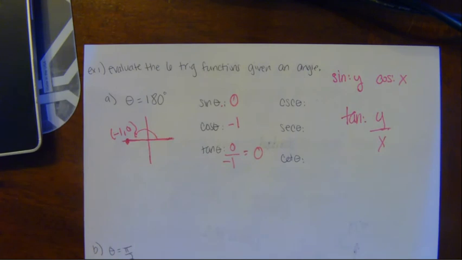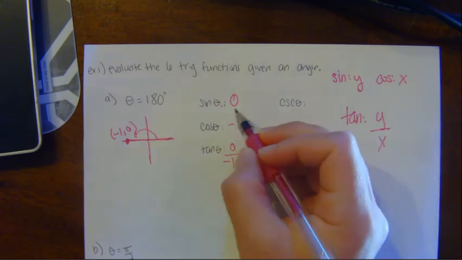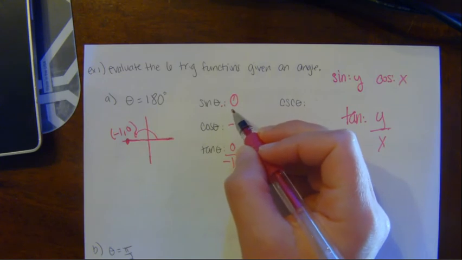Now to find your cosecant, your secant, and your cotangent, you're just going to do the reciprocal. So as you think about the reciprocal of 0, that's a little bit weird.